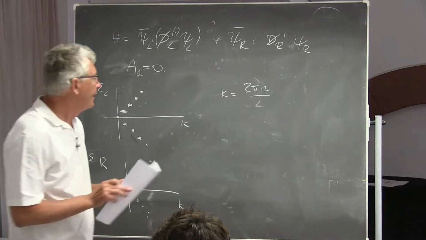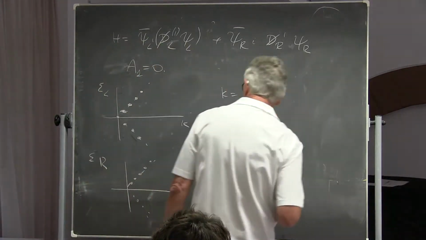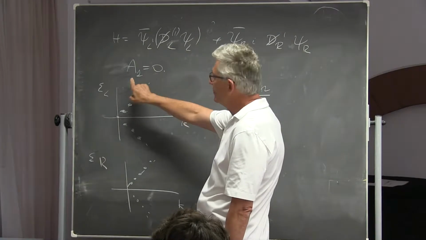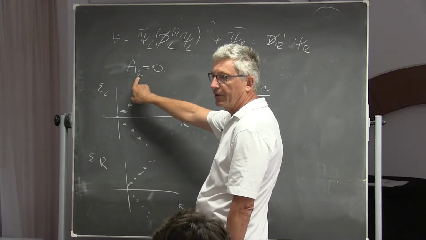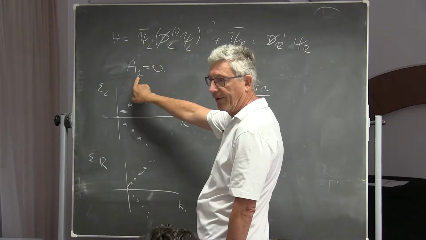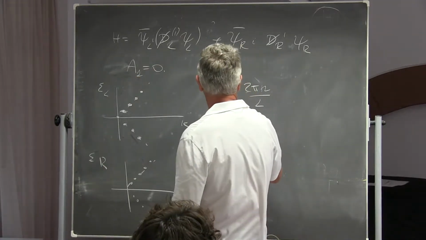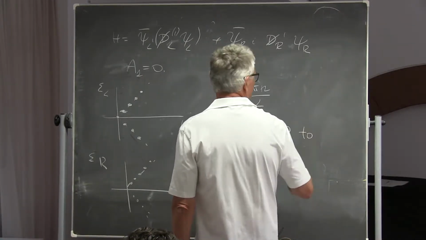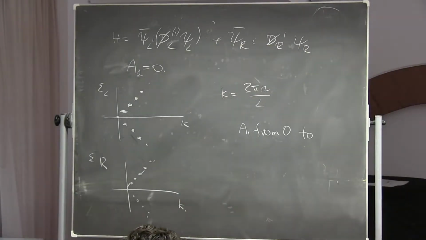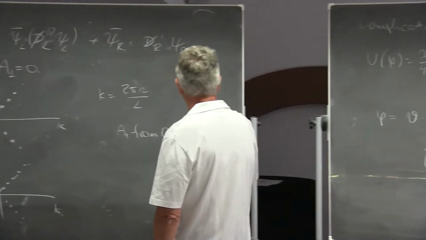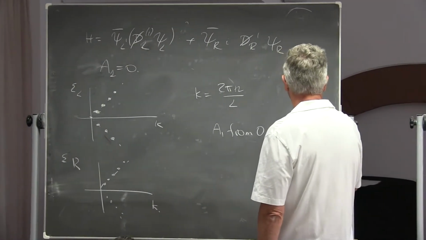Okay? So now, let's do the following. Let's gradually change the value of our gauge field. Okay, so I want to change A_1 from 0 to 2 pi times some integer number divided by L.